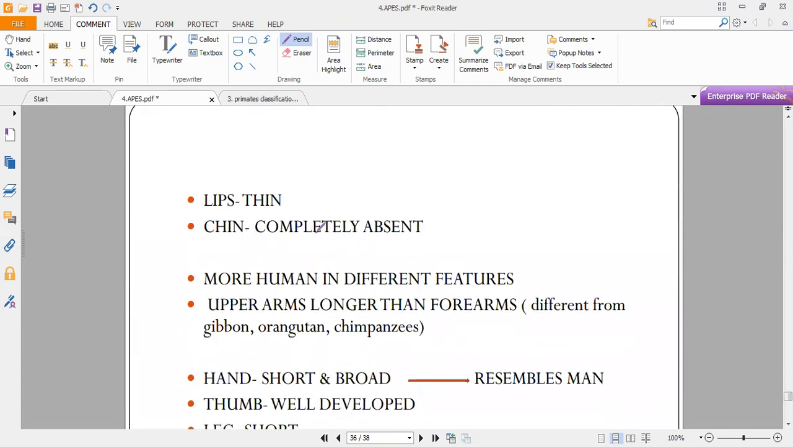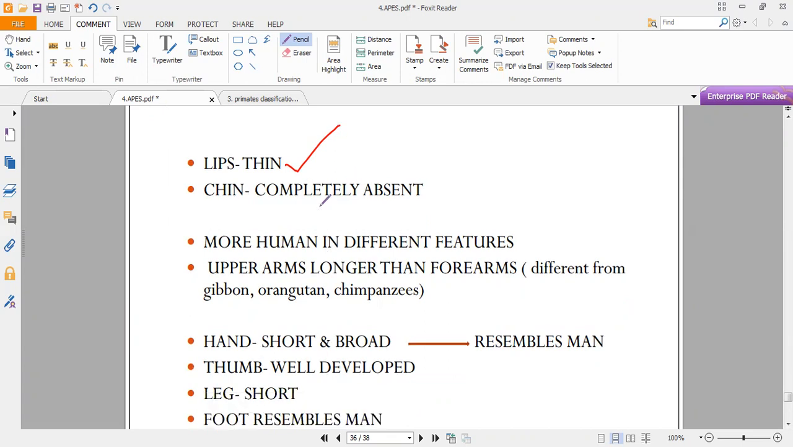So lips again, in all the apes we have been talking about, all lips are thin. It is always thin. In human beings also you can sometimes find thin lips, but they can be broad also. It depends from race to race. But in apes again it is always thin. Chin is completely absent. There's no chin.